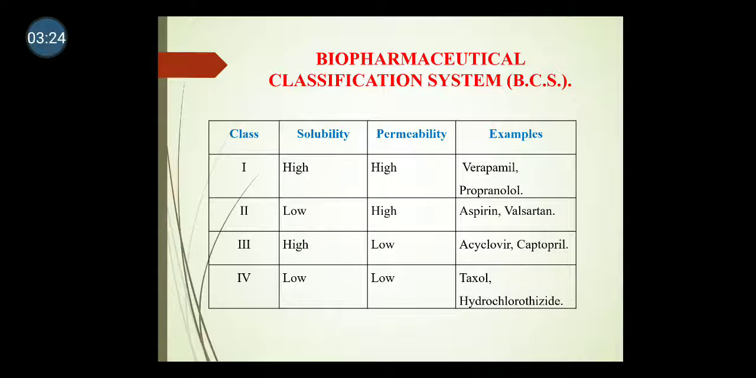Examples are acyclovir and captopril. Class 4, low solubility and low permeability. Examples are Taxol and hydrochlorothiazide. The BCS was introduced by the US Food and Drug Administration to assess oral drug products.